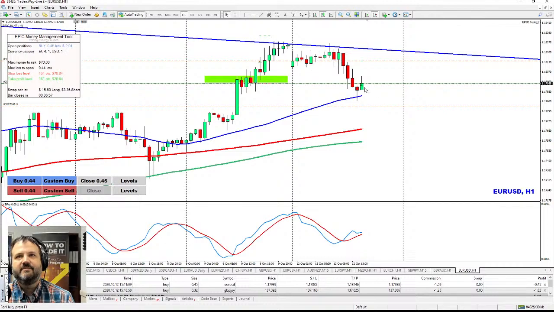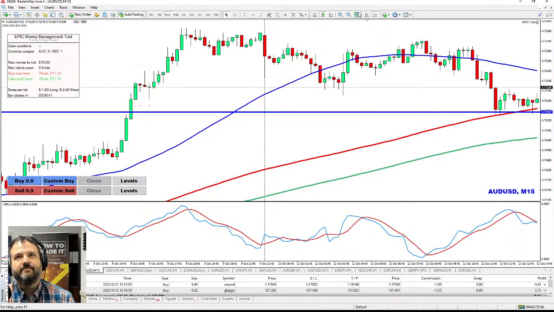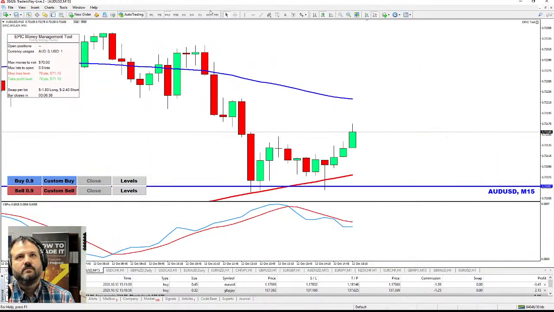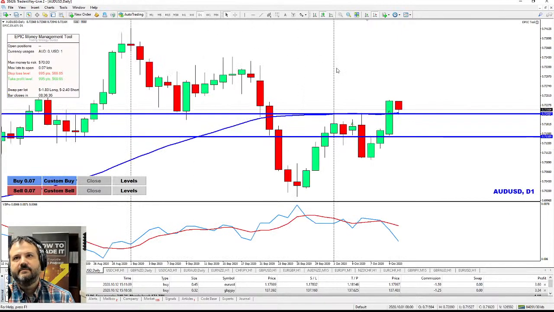Euro went up and now it's kind of deciding what it wants to do. So let's keep looking around and see if there's anything else going on. See what the Australian USD is doing. It's interesting how all these pairs are doing the same thing. This one broke this support area, this resistance, went down, tested it, and now it's bouncing.